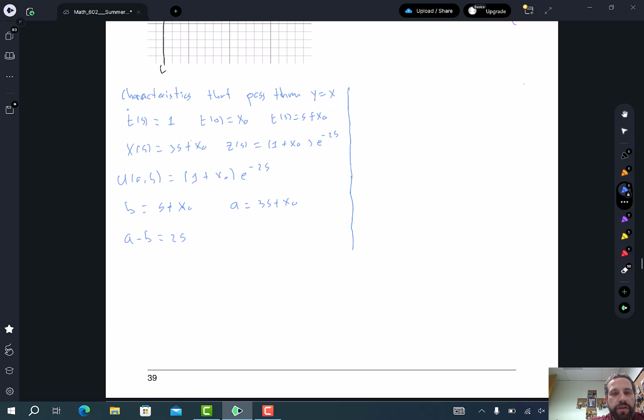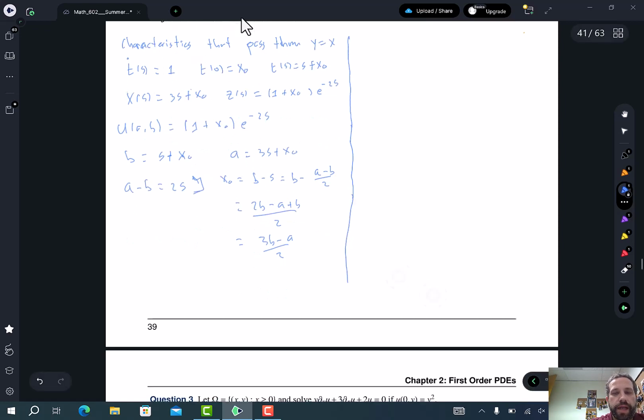Okay, on the other hand, if I look, for example, at my B equation, it tells me that x naught is equal to B minus s. But s is just half of 2s. So this is equal to B minus (A minus B) over 2. And I can simplify this. This is going to be 2B minus A plus B over 2, or this is going to be equal to 3B minus A over 2.